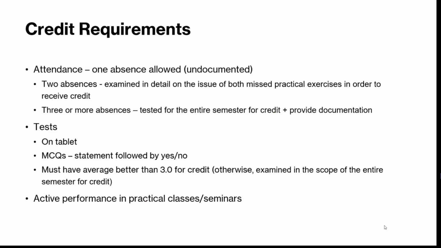First and foremost, the credit requirements: attendance for the practical classes, not the lectures. One absence is allowed, and it doesn't matter if it's documented or not. And you really won't be tested on what you missed in that absence. It's done and dusted. And if you have two absences, then you will be examined in detail on the lesson of both missed practical classes in order to receive the credit.